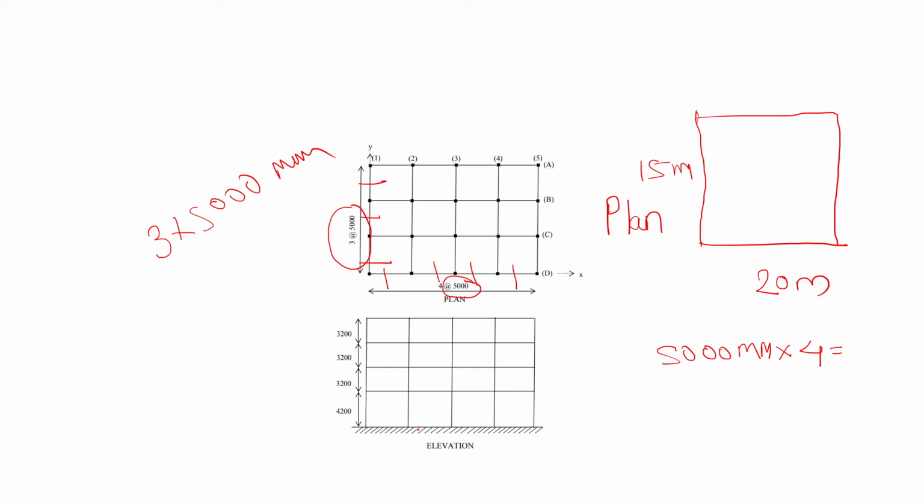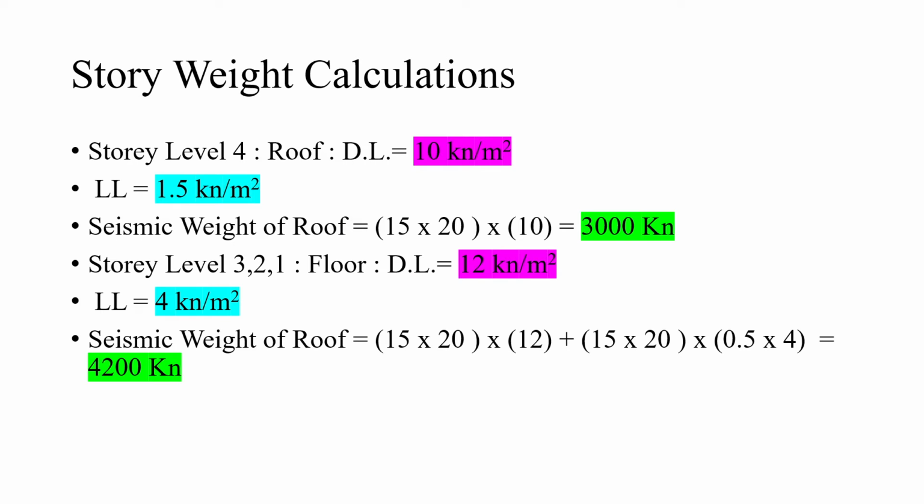This is the plan area. This is the elevation. Here you can see this is the first, second, third, and this is the final story, or we can say this is the roof. 4.2, all these values are in millimeter: 4200 millimeter, 3200, 3200. Okay, let's move ahead.